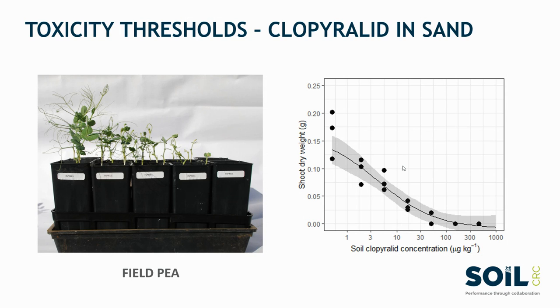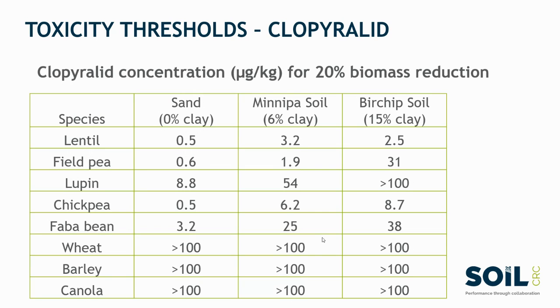So as part of this project, we try to develop those toxicity thresholds, and I've got an example here of one of our experiments where we looked at field pea grown in sand in response to increasing clopyralid residues in that sand. From that, we can define an ED20, which is an effect dose at which 20% biomass is lost, of 0.6 micrograms per kilogram in this case. And we've repeated that for a number of different soil types and a number of different crops.